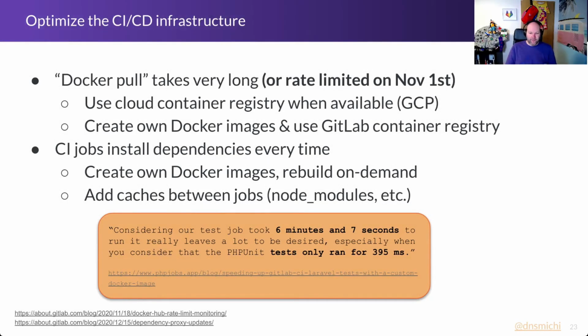The other thing is we want to optimize the CI/CD infrastructure where everything is being run. So when Docker pull takes too long or is rate limited since last year, we probably want to use our own container registry or use a specific container registry available, GitLab, GitHub, whatever is in use. And we also probably want to optimize the CI jobs which always install the dependencies, and create custom Docker images which have the build tools available by default. And another thing to keep in mind is whenever things are being pulled or installed, keeping cache layers for node modules and everything else, reducing the overall cost and time where CI/CD jobs are being run.